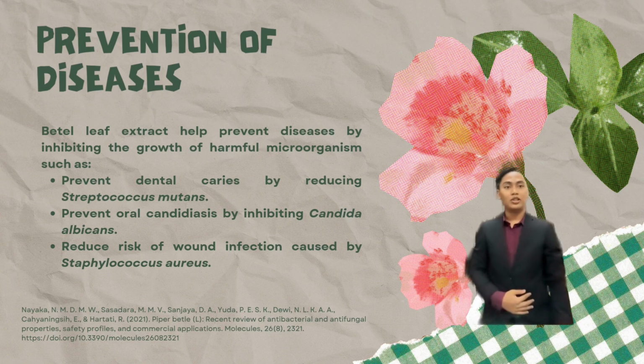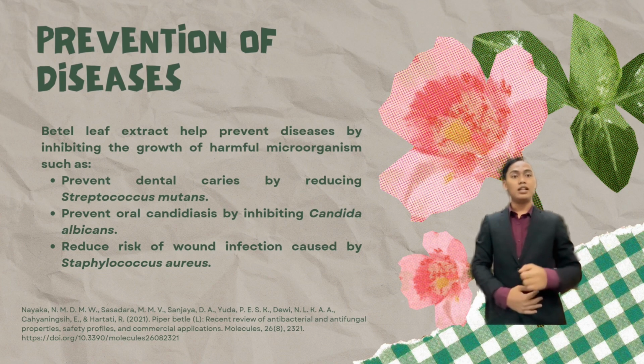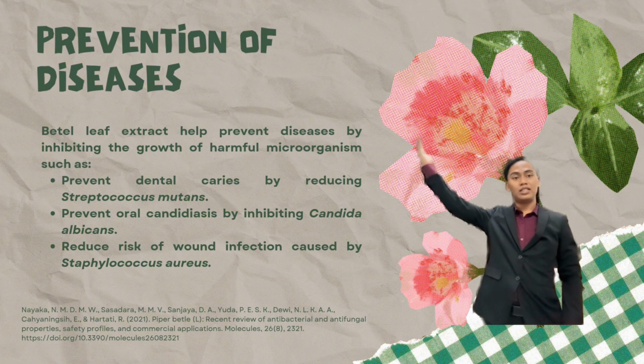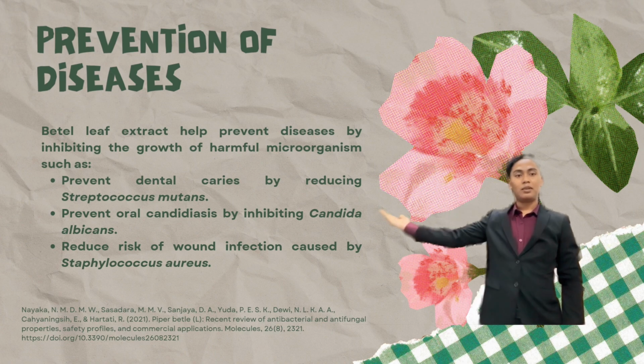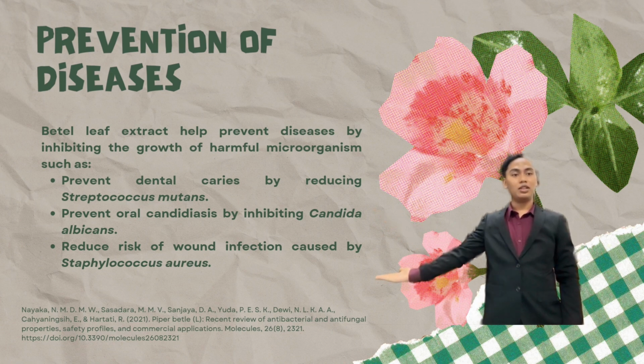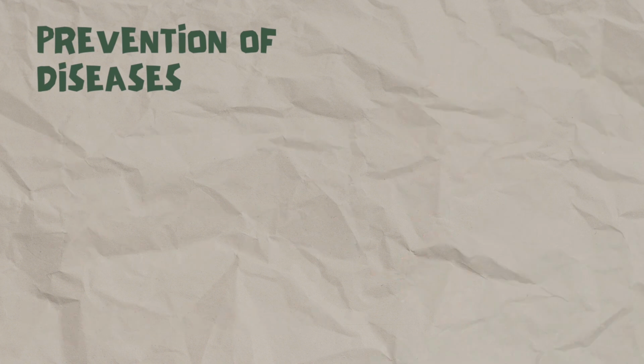Okay, now we will continue with prevention of disease. Betel leaf extract helps prevent disease by inhibiting the growth of harmful microorganisms, such as preventing dental caries by reducing Streptococcus mutans, preventing oral candidiasis by inhibiting Candida albicans, and reducing the risk of wound infection caused by Staphylococcus aureus.